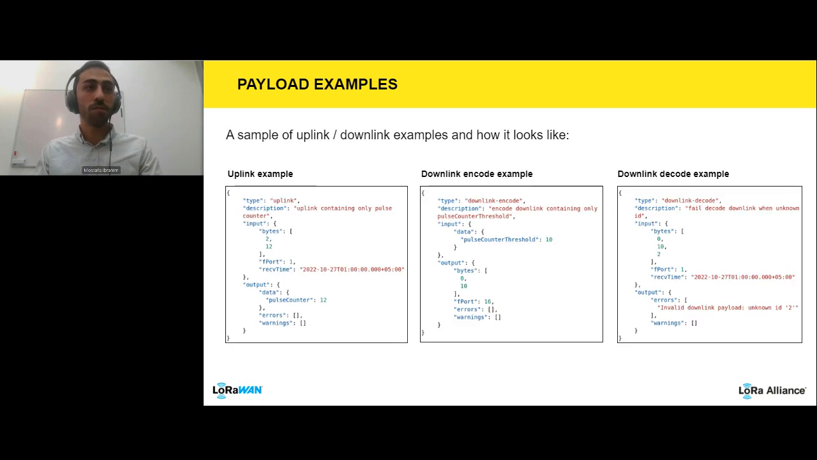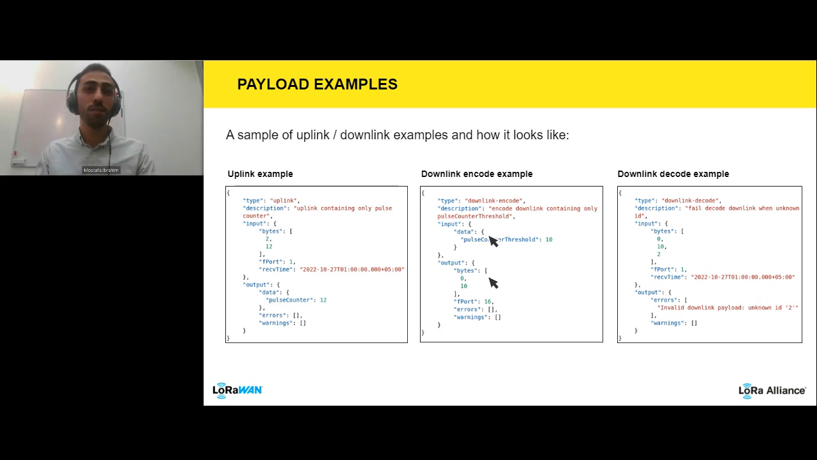Here are some samples of uplink and downlink examples, and how they are structured, giving the type of example, a description of the example, input, and output. So this is the expected output: if I give this input to the codec, this is the expected output. This is really useful as an example. For the downlink encode examples, the type is downlink encode, and the input is data, as we said, and the output is bytes.